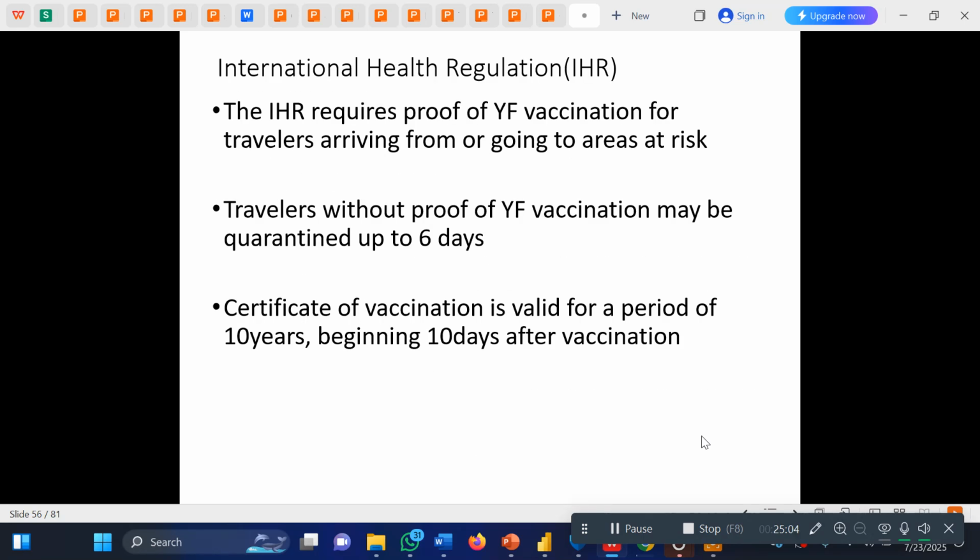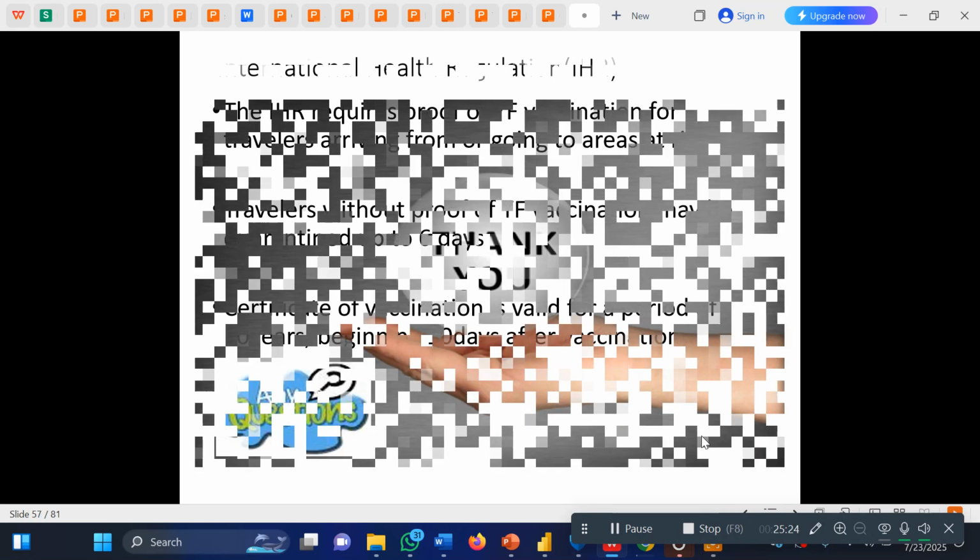International health regulation requires proof of yellow fever vaccination for travelers arriving from or going to areas at risk. Travelers without proof of yellow fever vaccination may be quarantined for up to 6 days. Certificate of vaccination is valid for a period of 10 years, beginning 10 days after vaccination.